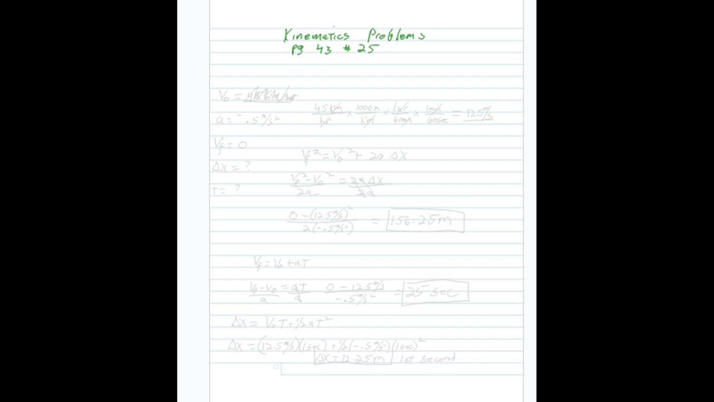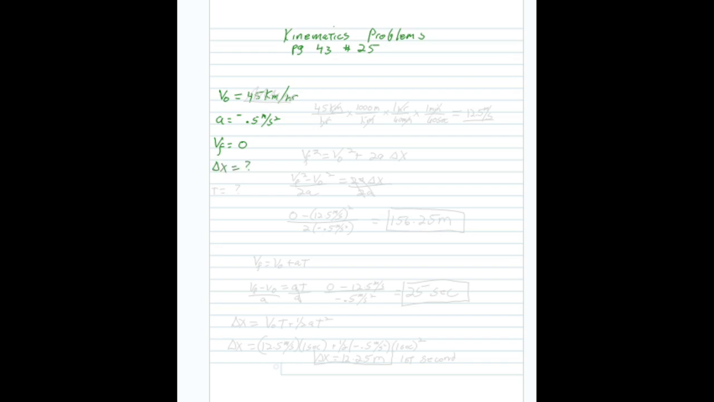Okay, so the car was moving initially at 45 kilometers per hour, so that's my initial velocity. It slows down at a constant 0.5 meters per second squared, so the acceleration is 0.5 meters per second squared, but we're going to make it negative because it's slowing down and the initial velocity is positive. So the acceleration has to be negative. And the car is going to eventually come to rest. So VF is 0. And the question in part A is how far does it go before it stops?